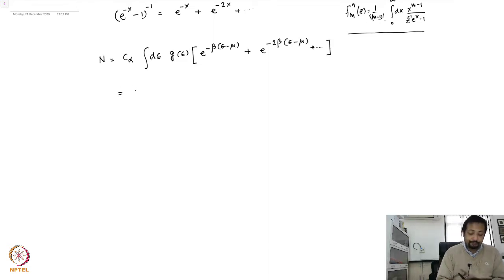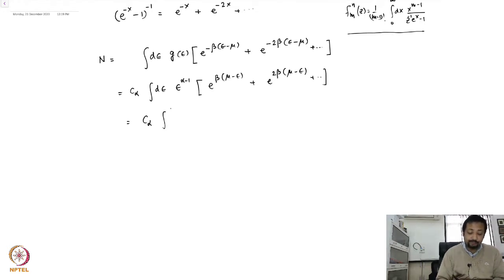Sorry, the c_alpha doesn't come here, and then we write this as c_alpha integration d epsilon epsilon raised to the power alpha minus 1 times e to the power beta (mu minus epsilon) plus e to the power twice beta (mu minus epsilon). To the leading order, we write this as c_alpha.